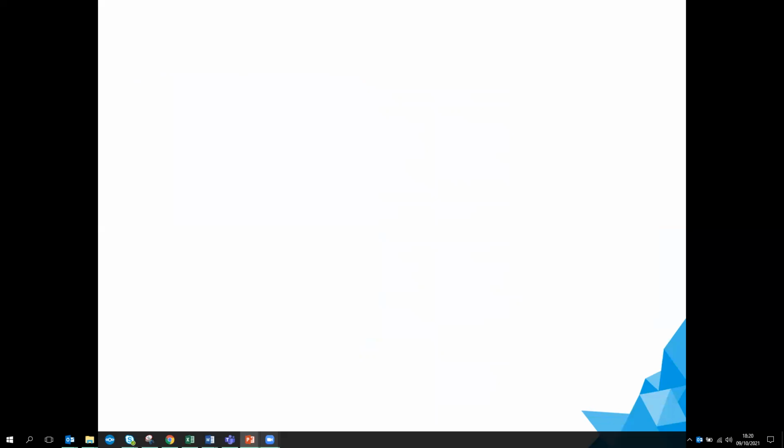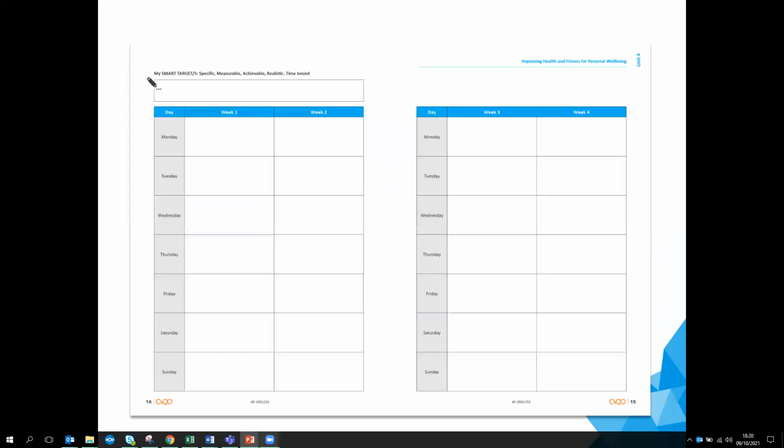When you're ready to complete task 7, if you are using a paper workbook or ebook, it will look like this. Or if you're using Moodle, it will look slightly different. There is a space for you to write your target at the top and then the content of your plan underneath.